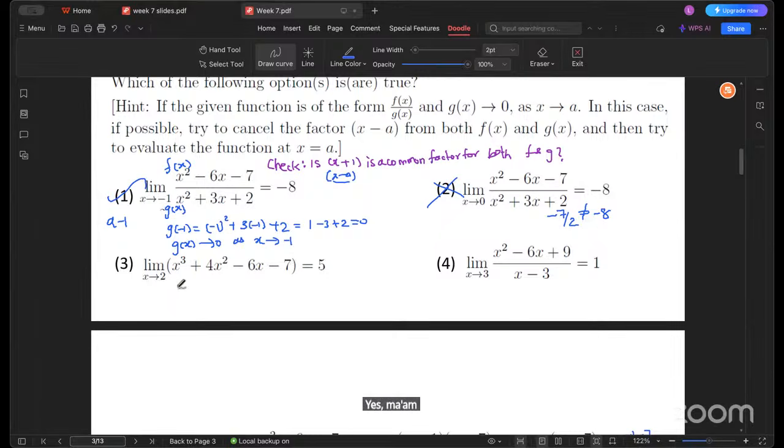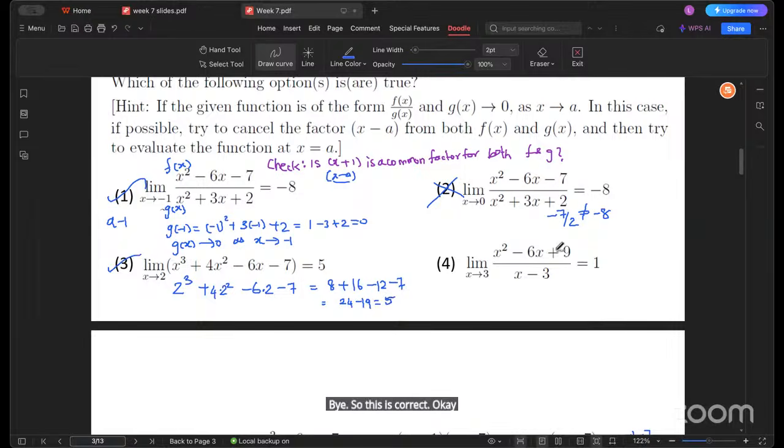It's correct. So you see that here you have 2 cube plus 4 into 2 square minus 6 into 2 minus 7. So what is 2 cube? It's 8 plus 16 minus 12 minus 7. So you have 24 minus 19, which is 5. So this is correct.